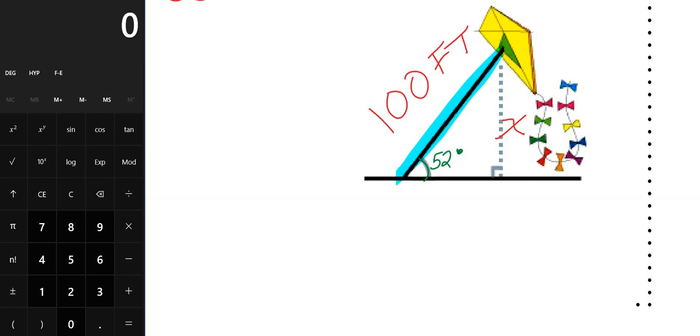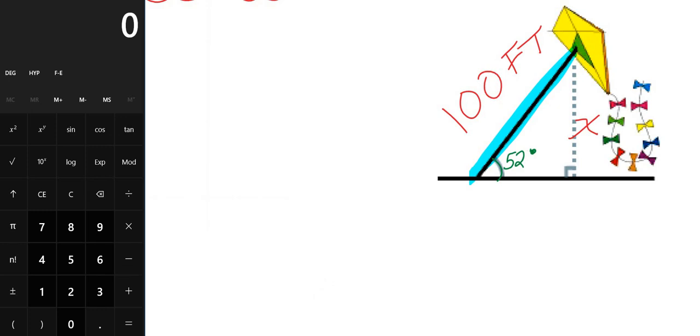Now this is a right triangle. We only have one side length. We're looking for another. And we have an angle. Perfect scenario for trig. So we're going to use trig. Now, I need to start by labeling opposite, adjacent, and hypotenuse. So if my 52 degrees is my reference angle, opposite is this x value. Your 100 feet is your hypotenuse. And your adjacent, well, that's that horizontal line. We don't have it. They don't need us to solve for it. So we're not even going to label in the a. O and H, opposite hypotenuse. You're looking at sine.